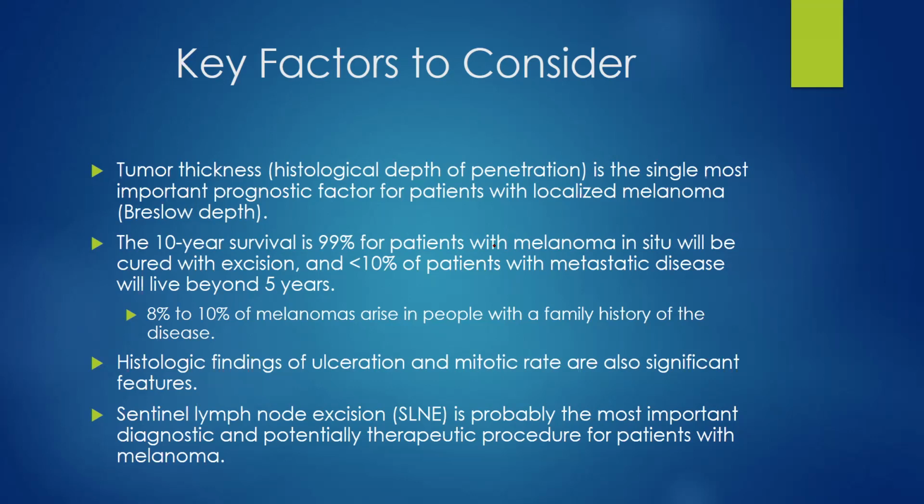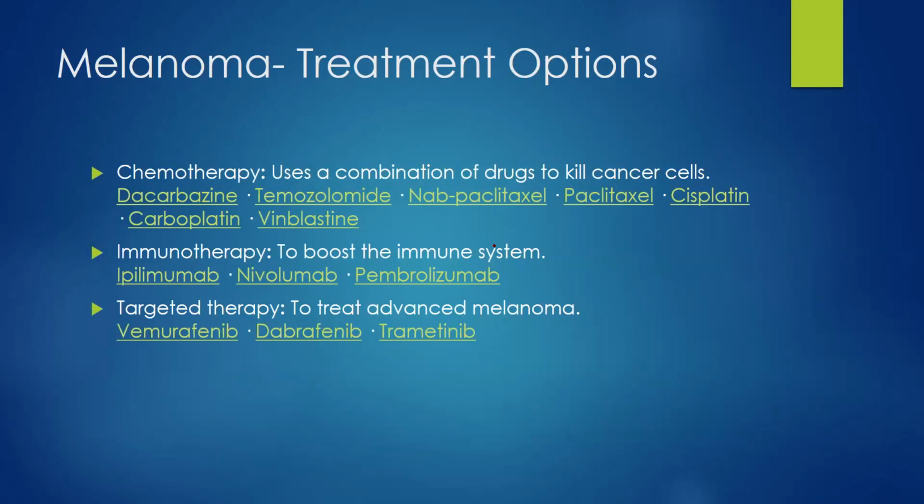mitotic rate are also significant features. So the mitotic rate is how quickly the cells are turning over. Sentinel lymph node is something that sometimes they'll excise to see if the melanoma has spread to the lymphatic circulation. Treatment options: chemotherapy, immunotherapy, and then targeted therapy, where these nibs are medications that help treat that.